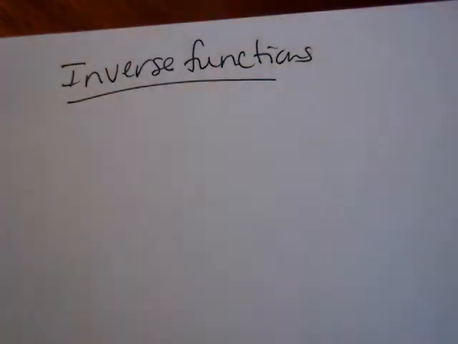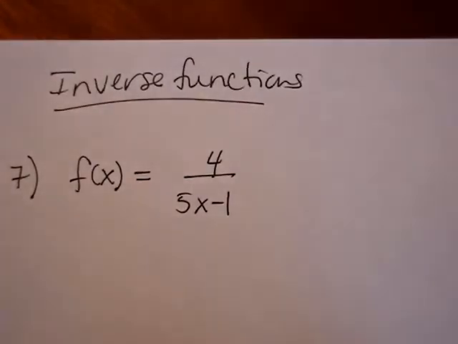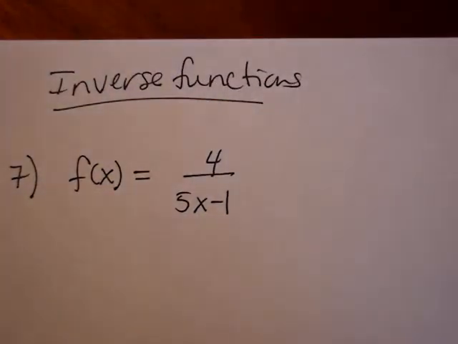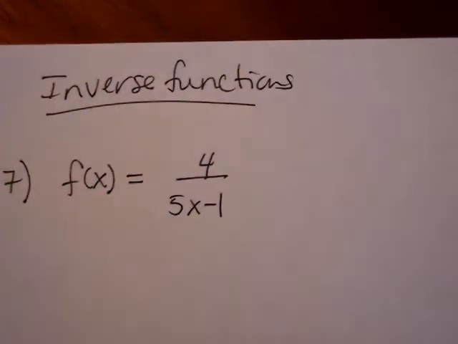So what I'm going to do is use algebra to find the inverse of a function. I think I'll do number 7 from our 2.7 handout. Let me write it down for you. Number 7 has the function f of x is equal to 4 over 5x minus 1. The instructions are to find the inverse of this one-to-one function. Remember, only one-to-one functions have inverses, and if it's not a one-to-one function, we can fix it, most of the time. So let's go through the steps.